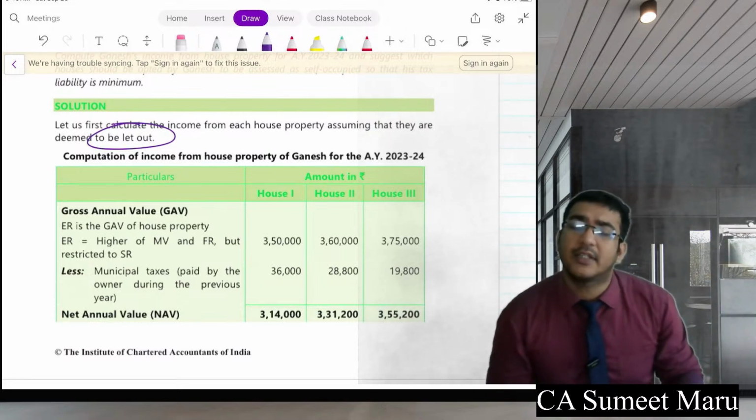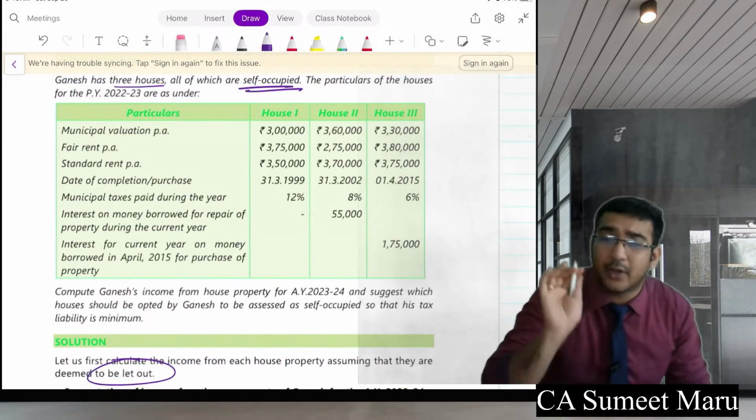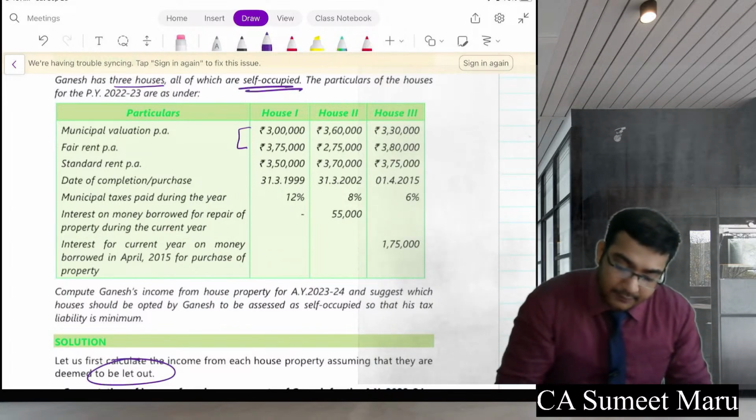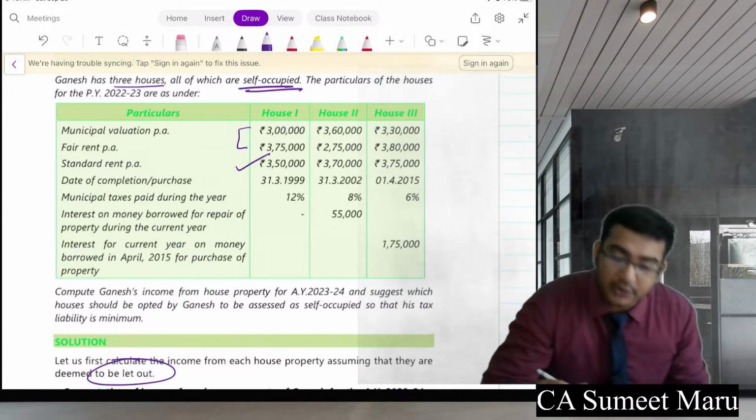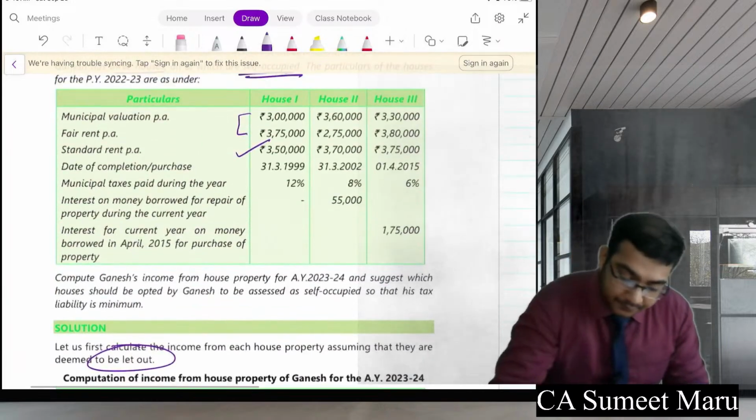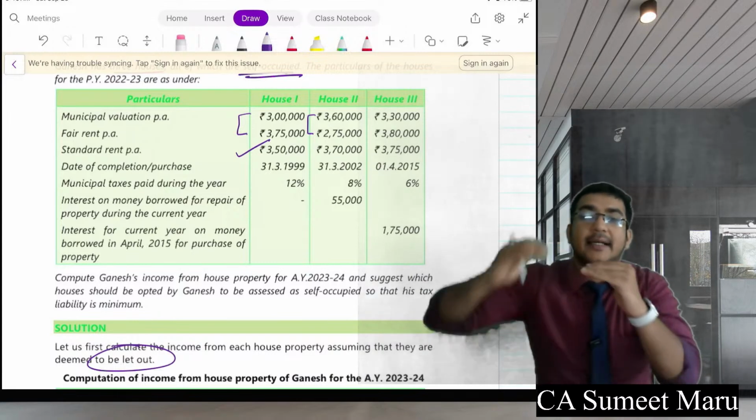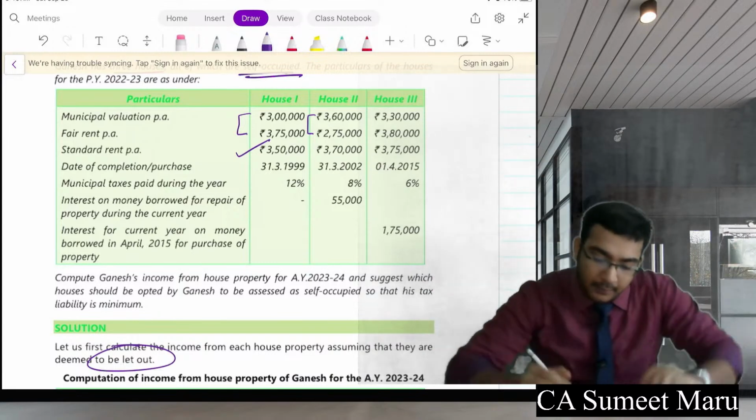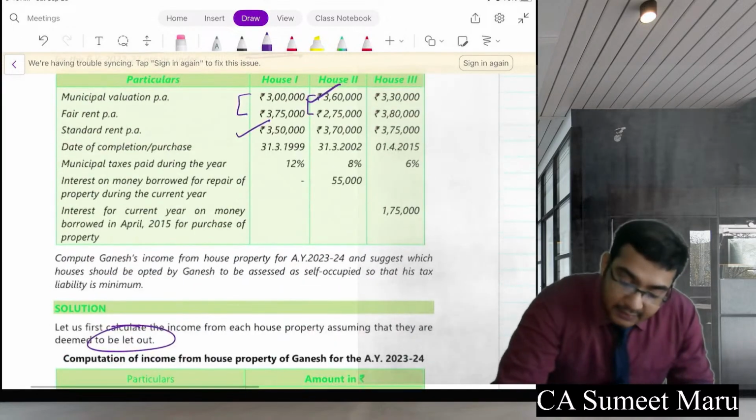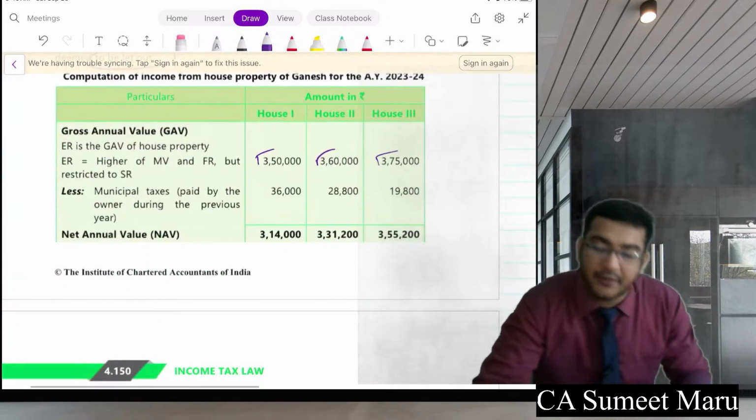So see here, step 1, they have considered all the houses as the let out one. So if it is let out, there is no limit on interest on borrowed capital. So see, municipal value or fair rent, whichever is higher, 375 is higher, but subject to standard rent 350. So 350 is your expected rent. Further, 360 or 275, whichever is higher, 360. What is your standard rent? 370. You're under the ceiling, no problem. 360 will become your GAV, right? Next, 330 or 380, whichever is higher, but subject to standard rent, which is 375. So 375 becomes your GAV.